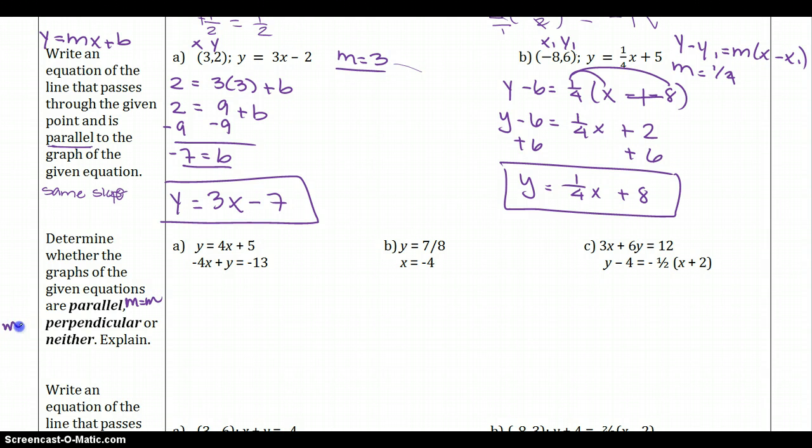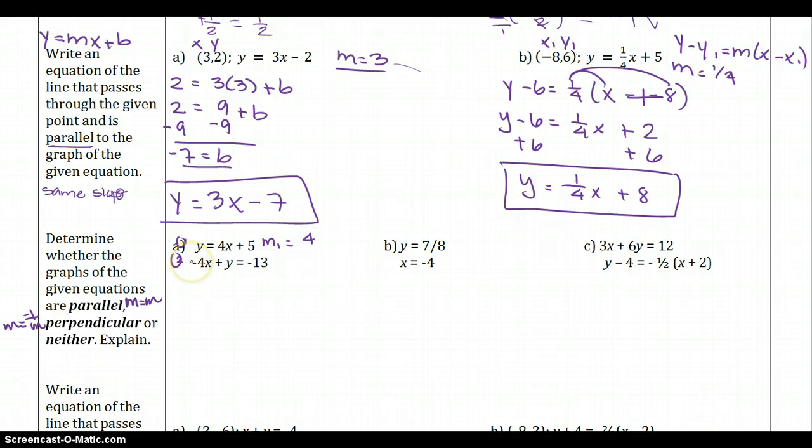Perpendicular, that's going to be m equals negative 1 over m. So we flip it and switch it. It has to be the opposite sign and flipped, or neither. It's none of those two things. Okay, so let's label this as line 1, and this will be line 2. The slope of line 1 is 4. We like that one because they did it for us.